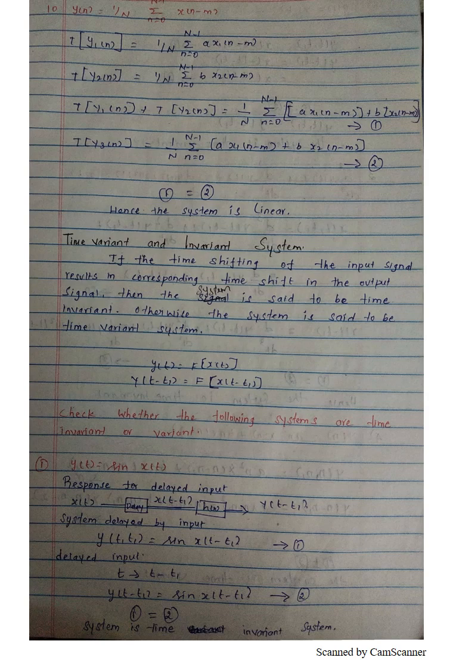This is the condition: y of t minus t1 equal to the function of x of t minus t1. This is the condition for checking time invariance. If both are equal, it is time invariant. If not equal, it is called a time variant system. Check whether the given system is time invariant or variant. The system is y of t equal to sin x of t. So the input is delayed, the output is delayed. Both are the same, so this system is a time invariant system.